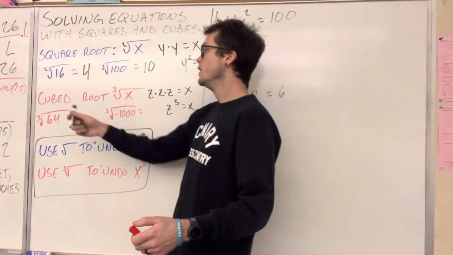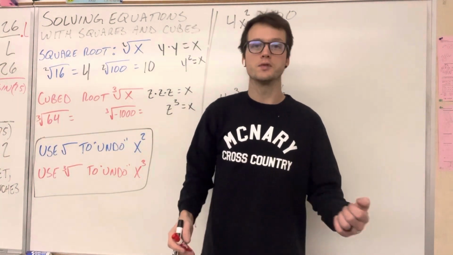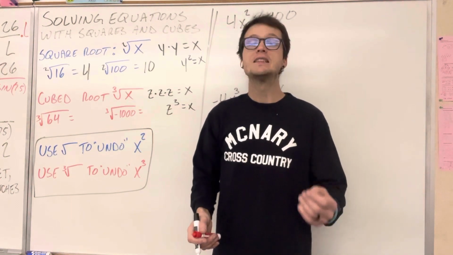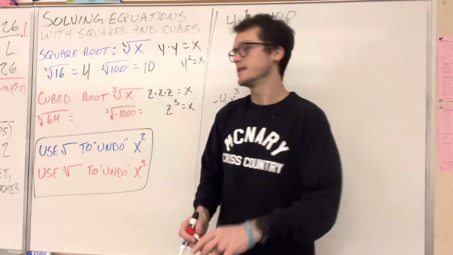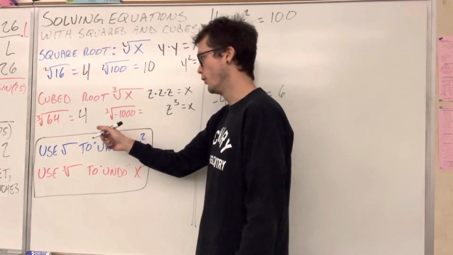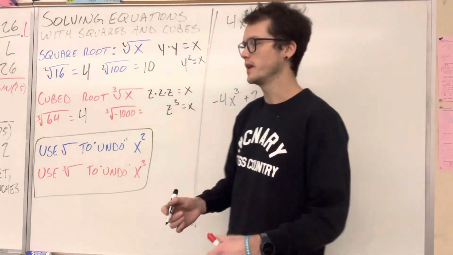Couple examples. Cube root of 64. What times itself 3 times equals 64? In this case, it's 4. 4 times 4 is 16. 16 times 4, that's 64. So the cube root of 64 is 4. And you can check that real quick. 4 cubed is 64. Grab your calculator, check it out.